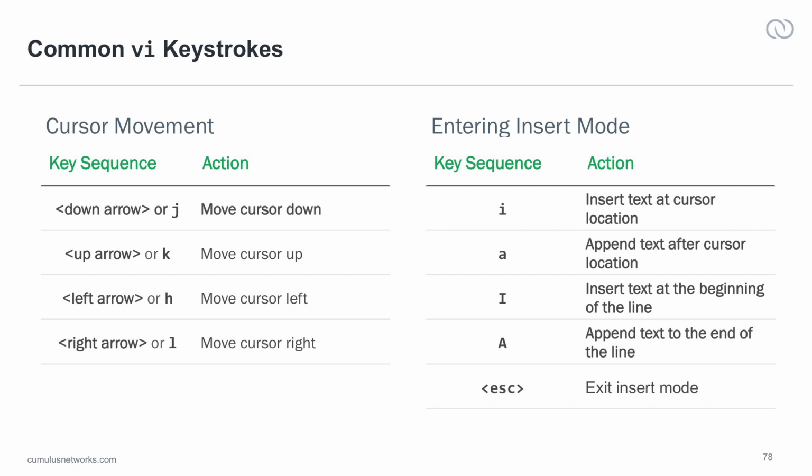When entering insert mode, you have several options. The I key inserts text at the current cursor location. The A key appends text after the current cursor location. The capital I will insert text but at the beginning of the line. The capital A will append at the end of the line. And then as always, you can press escape to exit insert mode.